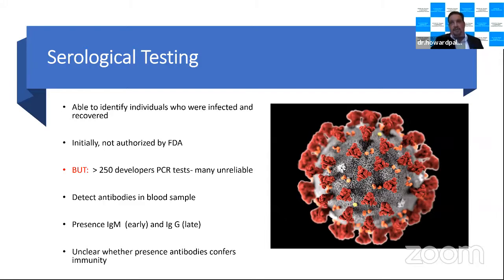Initially, it was not authorized by the Food and Drug Administration, but with the proliferation of PCR tests and confusion about them, the FDA did then allow them. What we're looking for is the presence of antibodies in the blood sample, and these may be either IgM, early phase, or IgG, later phase antibodies. And it's unclear at this stage whether the presence of antibodies, which would indicate prior infection, confers lasting immunity on our patients.